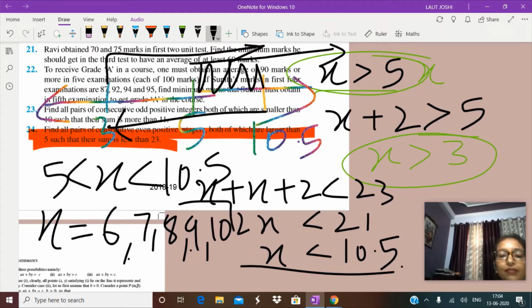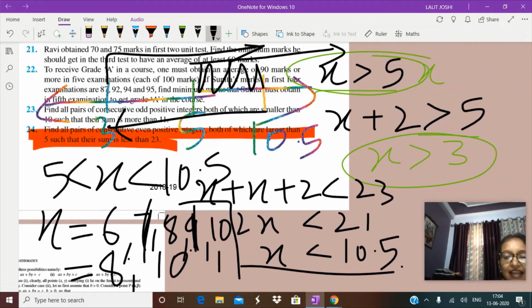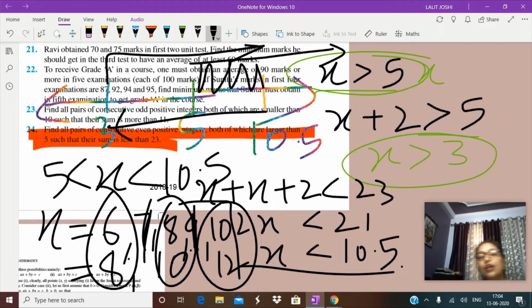So what were the numbers that we had? One was x, the other number was x plus 2. So if x is 6, x plus 2 will be 8. We don't have to take odd numbers, so I'll just remove odd. So 6, 8; 8, 10; and 10, 12. So these are the pairs that we have. This is how we will be solving this particular question, right?